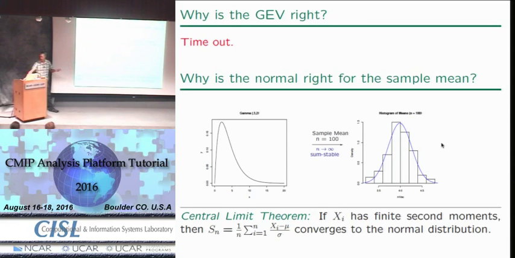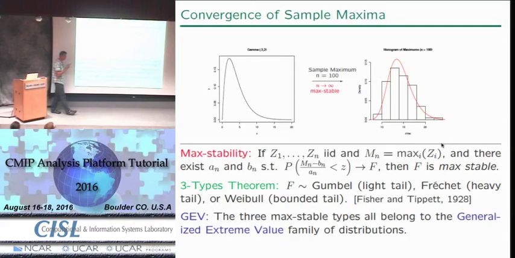We have a similar theorem for extremes that says if you start with a distribution, you take a random sample of some size, you take the maximum, rather than the mean of that sample, and you plot it, and you do it over and over and over again. As your sample size increases, you're going to converge to a max stable distribution. There are three types of that max stable distribution. There's a Gumbel, there's a Frechet, and there's a Weibull.